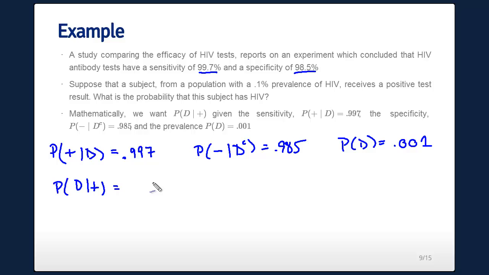So let's use Bayes' rule. That's the probability of a positive test given disease, times the probability of disease. And then in the denominator, we want this again.